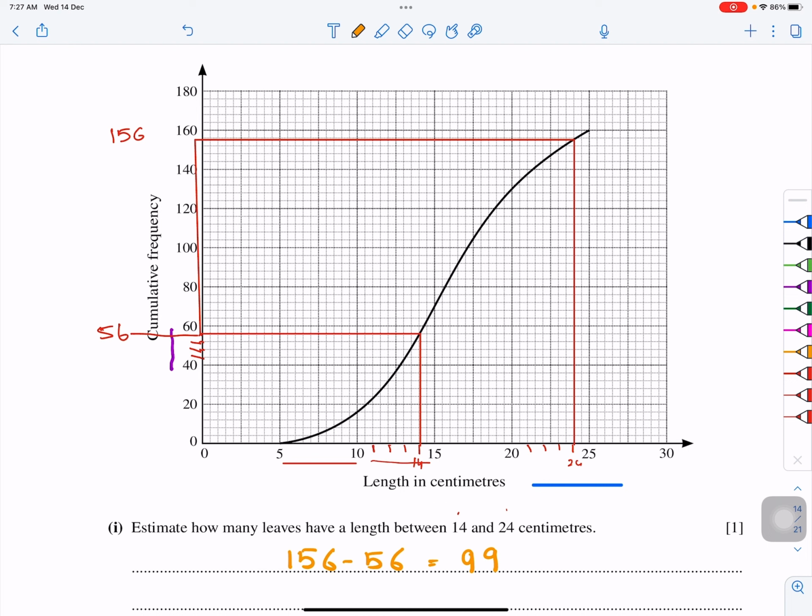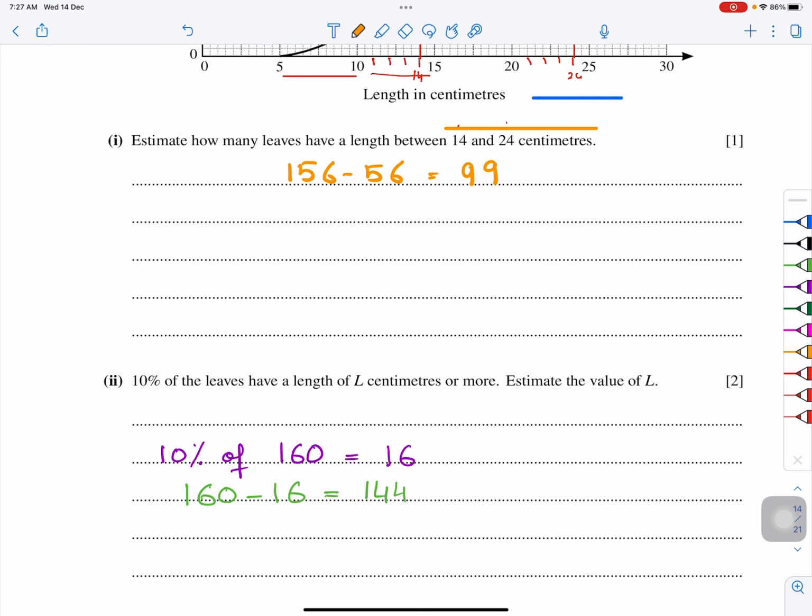You know, these red lines which I have drawn here are dotted lines, not solid lines. So now there are 99 leaves in between. So there are 99 leaves which have length between 14 and 24 centimeter. Okay, so let's see the next question.